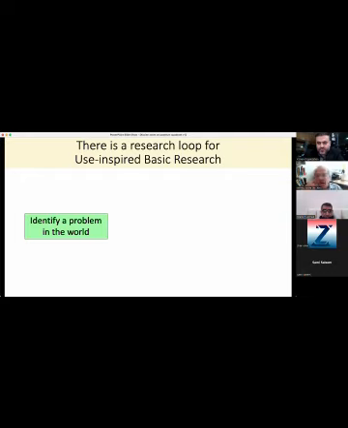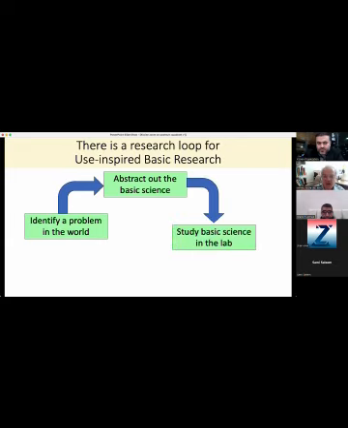So for use inspired basic research, the way to think about it is you have a problem out there in the world of some variety. What you're going to do as a basic scientist is look at that problem in the world and say, what's the fundamental question there that we want to answer? We might eventually want to solve this problem, but what's the basic science behind this problem?